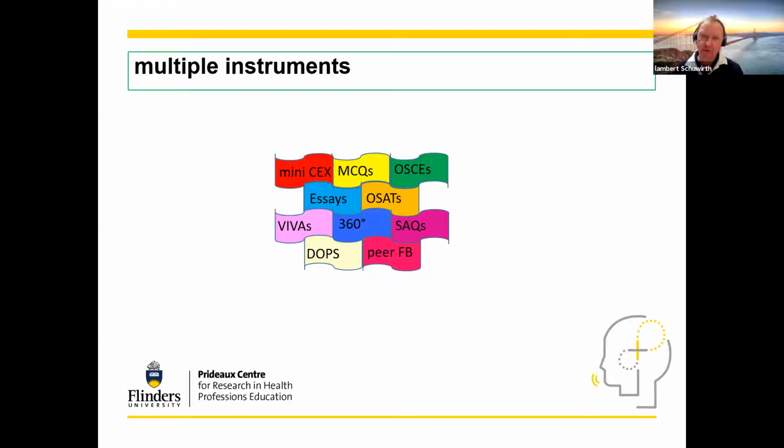So if I put these instruments together in a traditional assessment program, then you would get a score for your mini-CEX. You would get a score for your multiple choice examinations. You would get a score for your OSCEs, and so on and so forth. And each of these scores perhaps had to be satisfactory in order to pass.